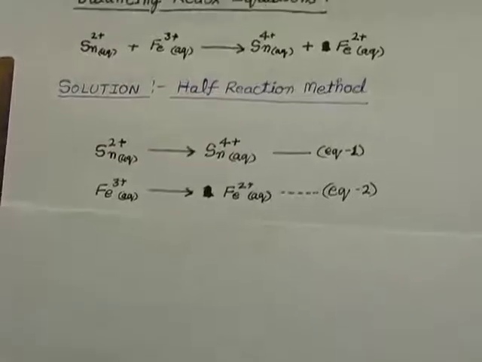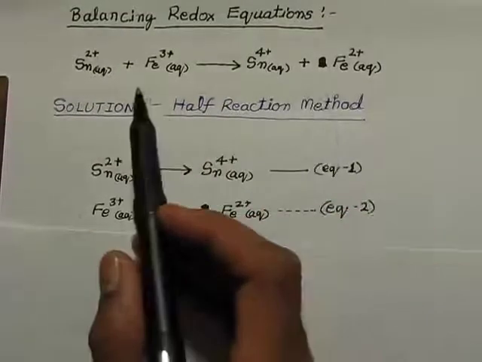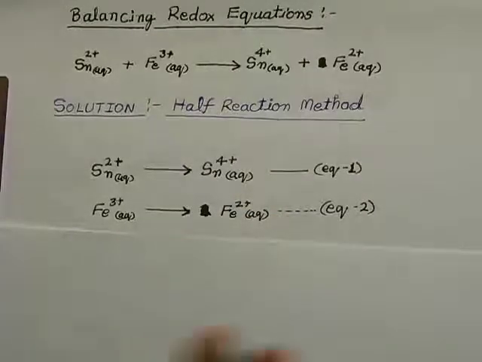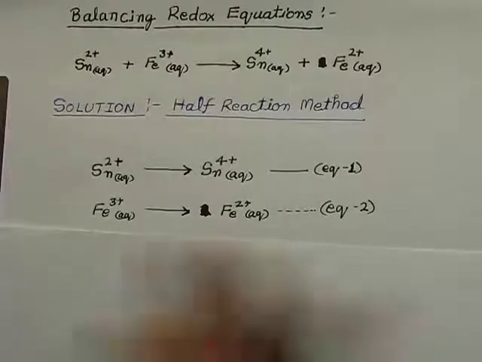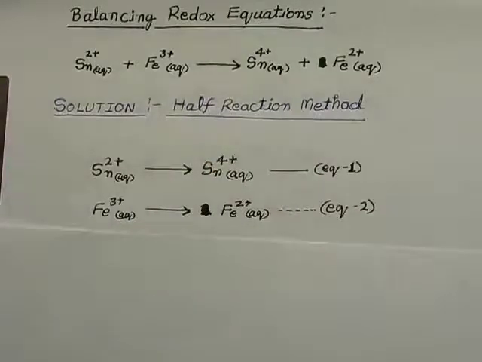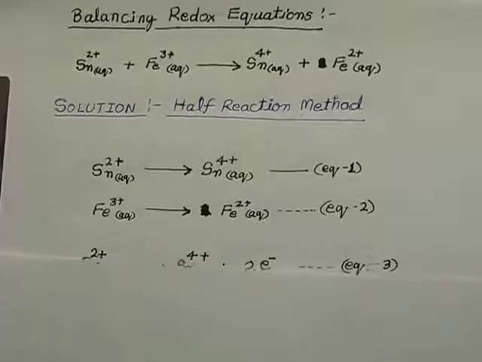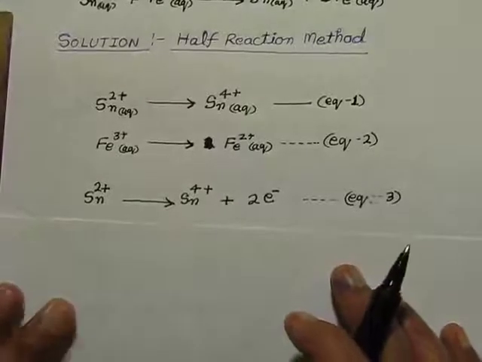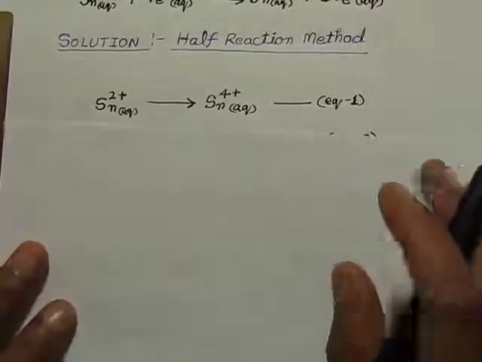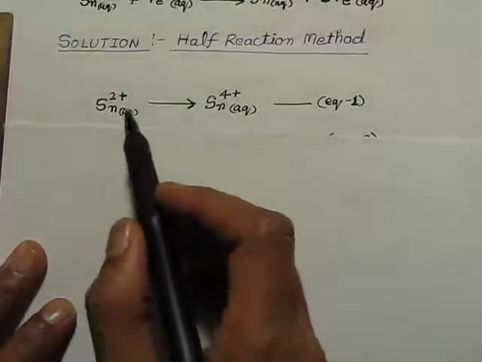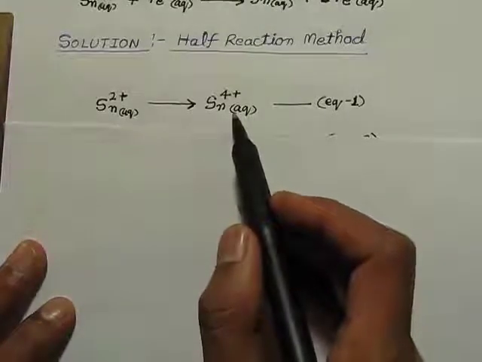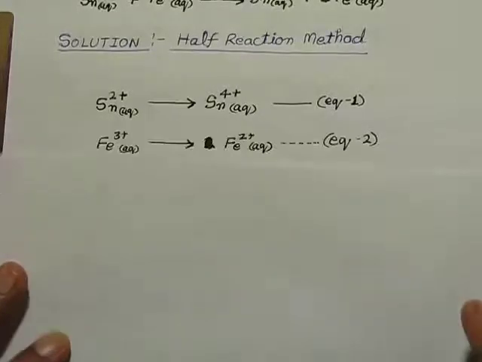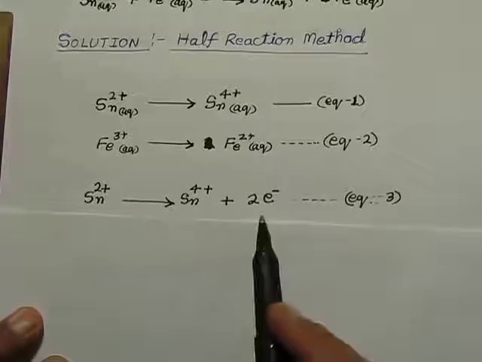There are two things we have to balance: the number of charges and the mass. Mass means the number of atoms should be equal on both sides, the reactant side and the product side. So let's start first. If you see equation number 1, where Sn2+ is going to be oxidized into Sn4+, it means it is releasing 2 electrons.